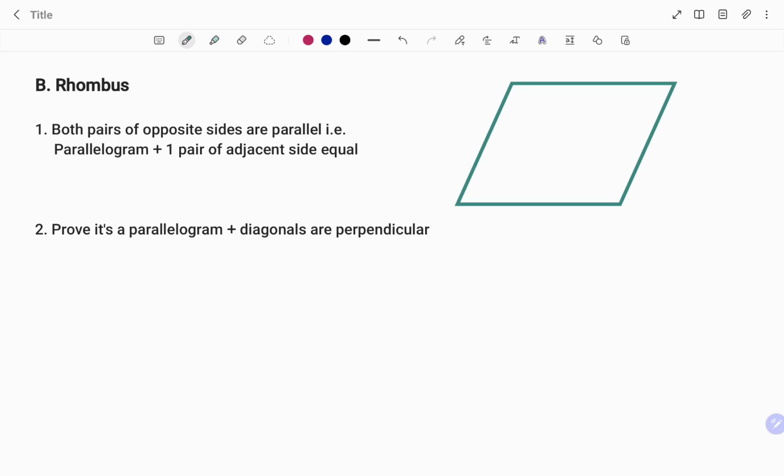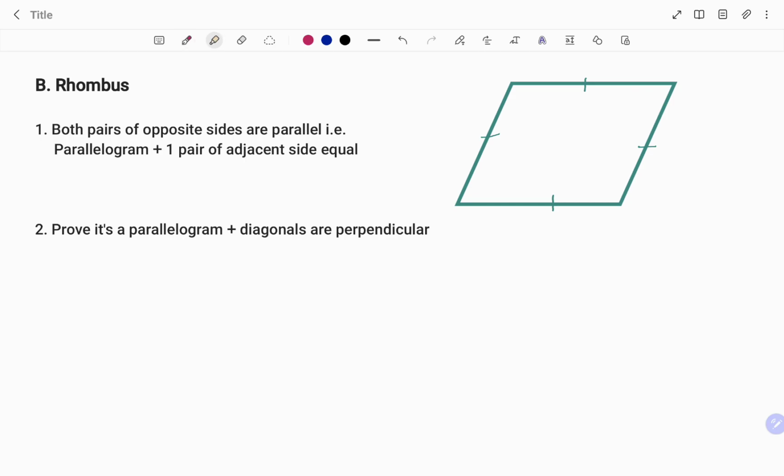To prove that a quadrilateral is a rhombus, you can prove that both pairs of opposite sides are parallel. That is, you try to prove that it's a parallelogram, plus one pair of adjacent sides is equal. A rhombus is a special kind of square that is like a squashed square. So all the sides of the rhombus are equal.